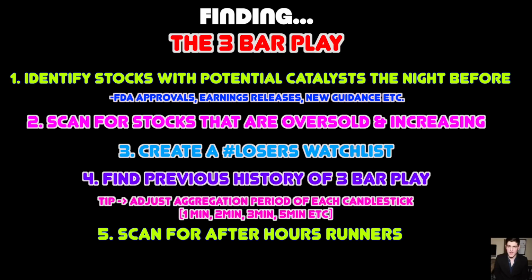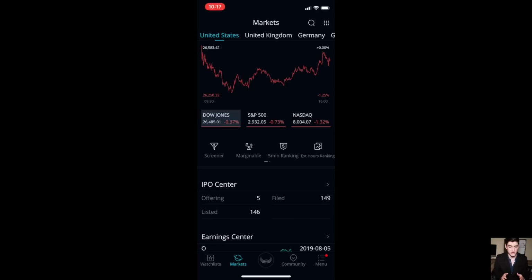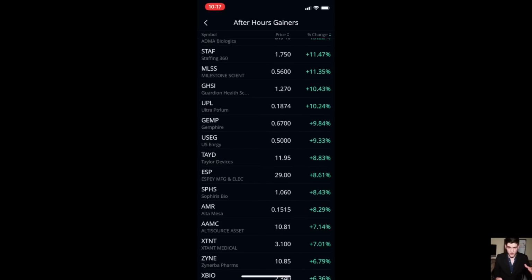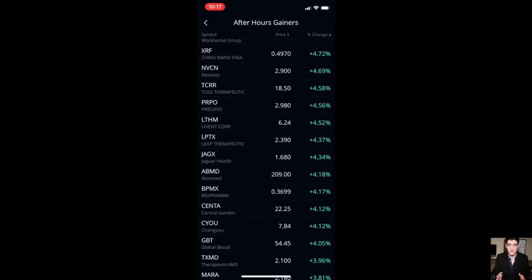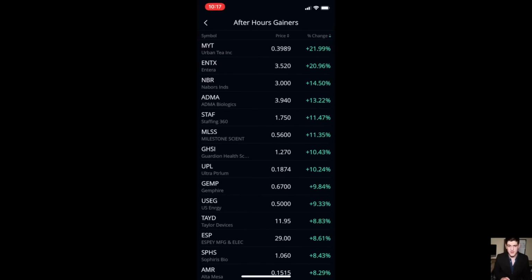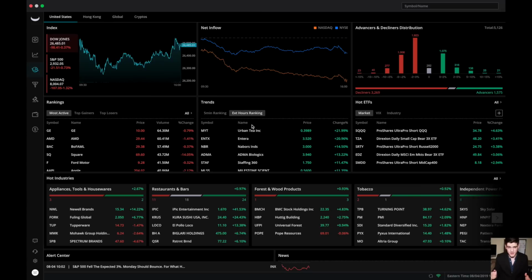And the fifth way is to scan for after hours and pre-market runners. These tend to provide price action around regular market open. They are easy to scan for as well. The free broker Webull has a whole scanning function that you literally just put after hours runners, and it tells you all of the after hours and pre-market runners.